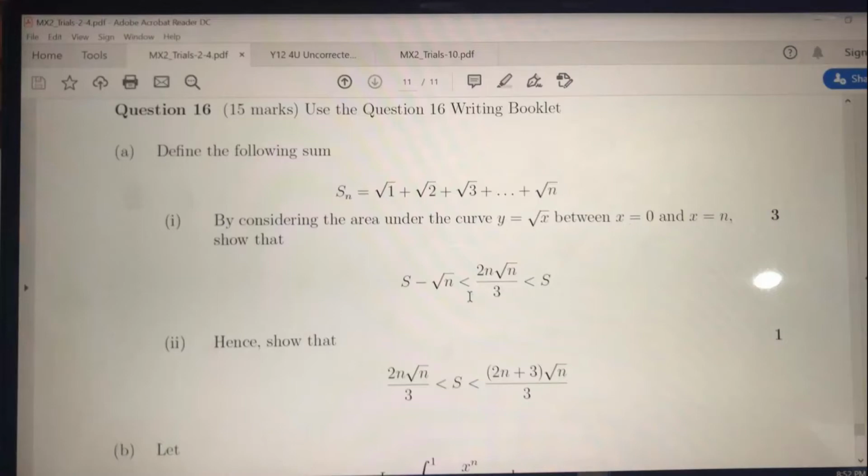In terms of what it is, the question says to define the following sum: Sn equals root 1 plus root 2 plus root 3 plus all the way up to root n. And then part 1 says, by considering the area under the curve y is equal to root x between x is equal to 0 and x is equal to n, show that Sn minus root n is less than 2n root n on 3, which is less than Sn. And then part 2 says, hence show that 2n root n on 3 is less than Sn, which is less than 2n plus 3 root n on 3.